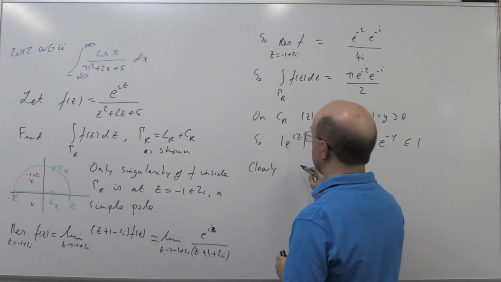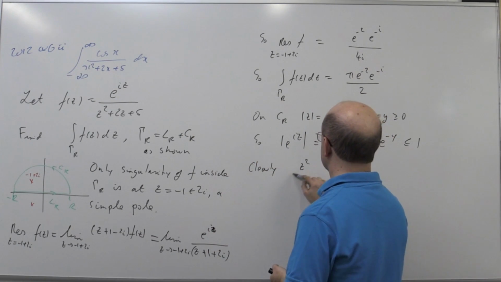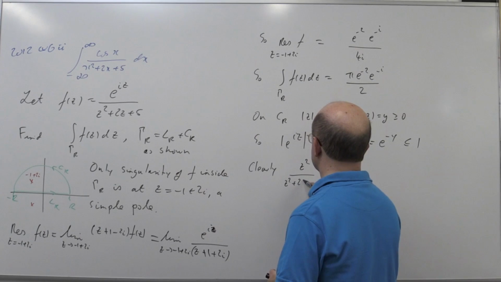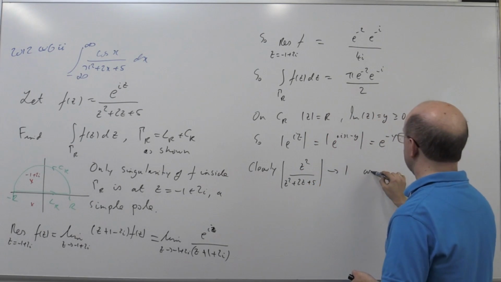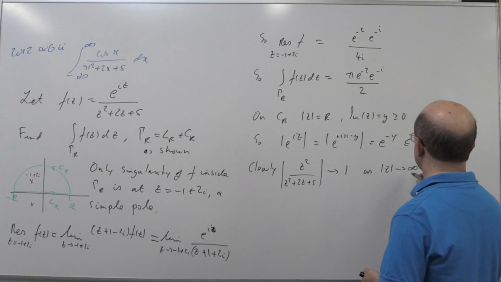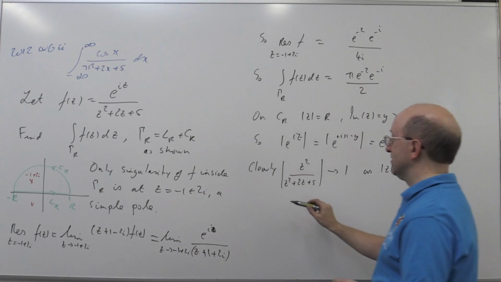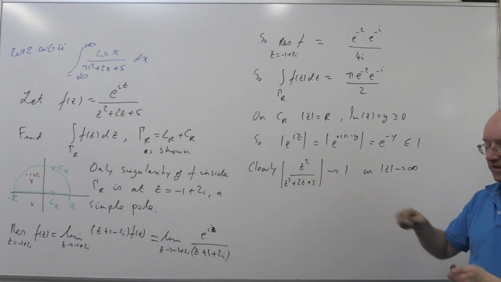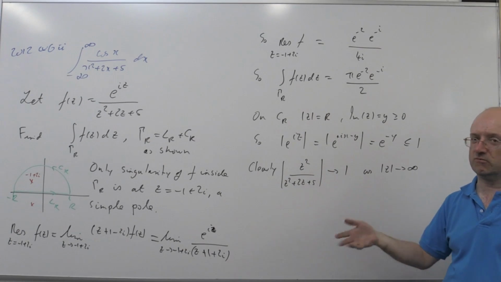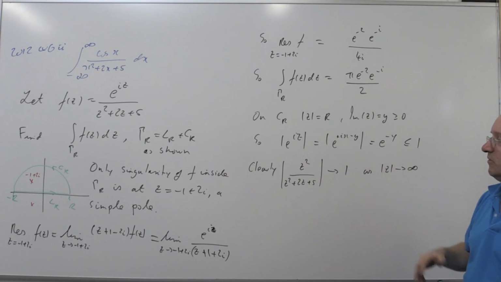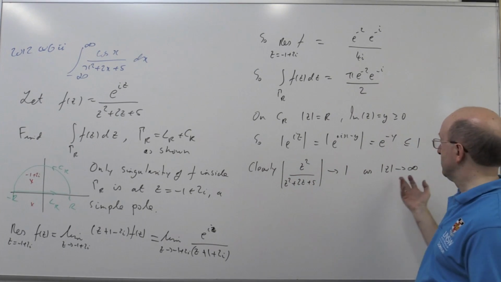Clearly, it behaves like z squared, at least the numerator does. So we know that the modulus of z squared over z squared plus 2z plus 5 tends to 1 as mod z tends to infinity. Right? So if this is tending to 1, and it's clearly positive, eventually this will be less than, well, 2, or 1.5, or 1, whatever you want. We'll pick 2. So eventually this will be less than or equal to 2 for large mod z.